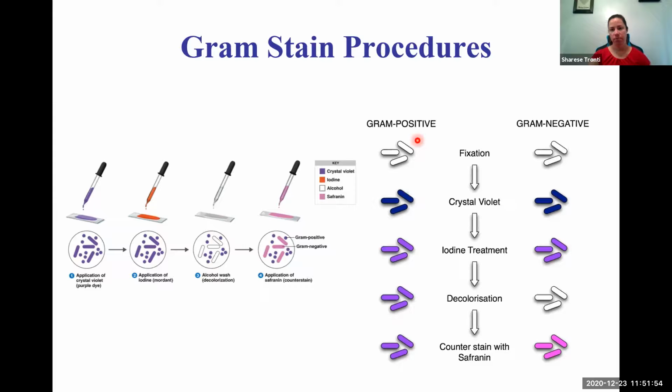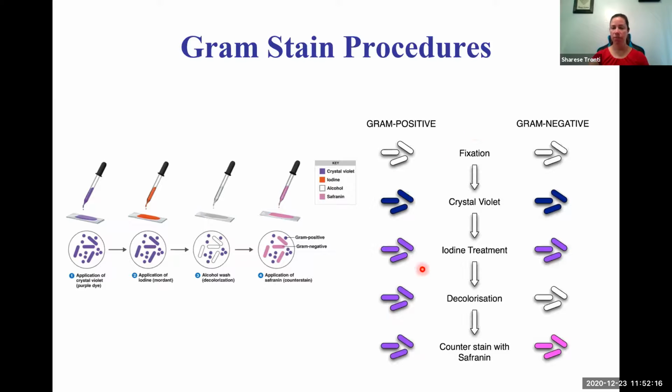So first we have gram-positive and gram-negative cells. We have smeared them onto the slide and heat fixed them onto the slide. Now we're ready to stain. First step is adding crystal violet. That turns dark purple. Then we add iodine. That's going to form those crystals inside the cell. Then we add the alcohol.